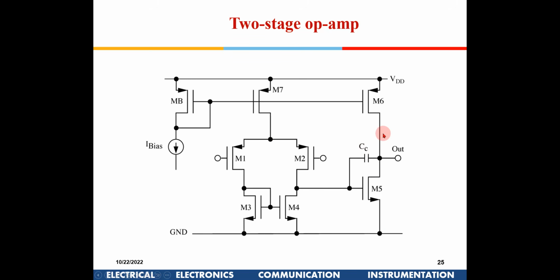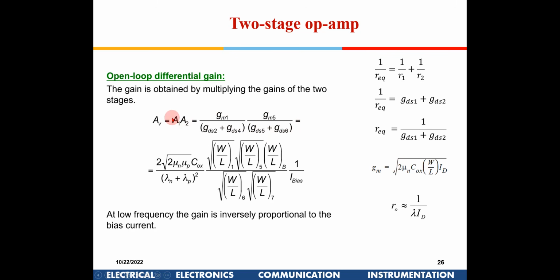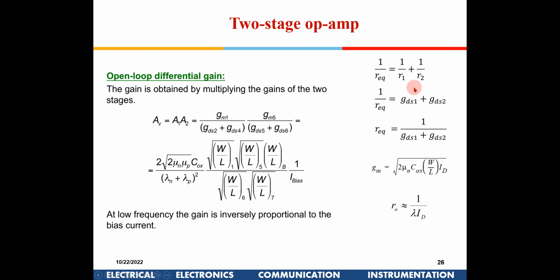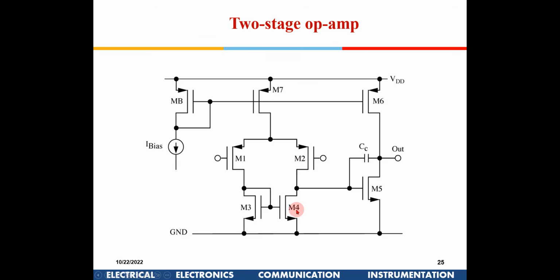In a two-stage op-amp, only the gain has increased drastically. Now, if you have to find the gain of A1 and gain of A2. Gain of A1 is gm1 into this resistance, RO2 parallel to RO4, right? That is in parallel, so R equivalent will be 1 by R1 plus 1 by R2. 1 by R1 you can write as GDS1, and this as GDS2. So R equivalent will be 1 by GDS2.